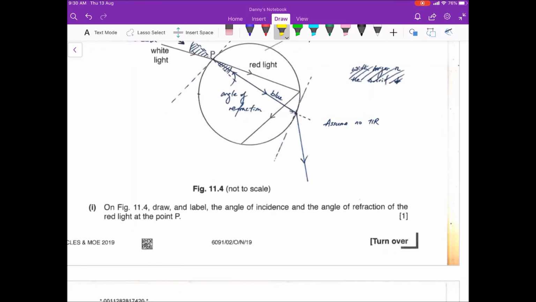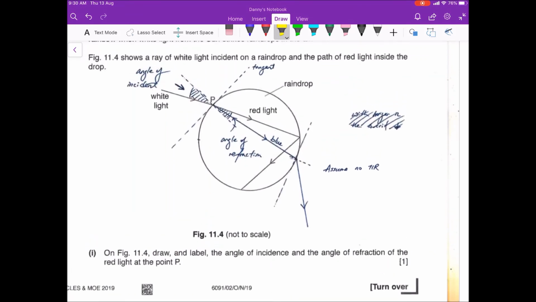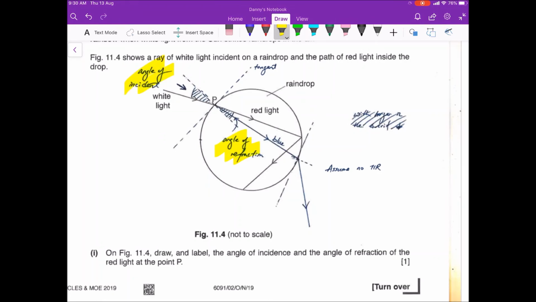I have to draw and label all that. So this is how you label it. This is your red light. I have to label the angle of incidence and the angle of refraction, which I have already labeled here and here. Always measure from the normal. So how do I draw this normal?